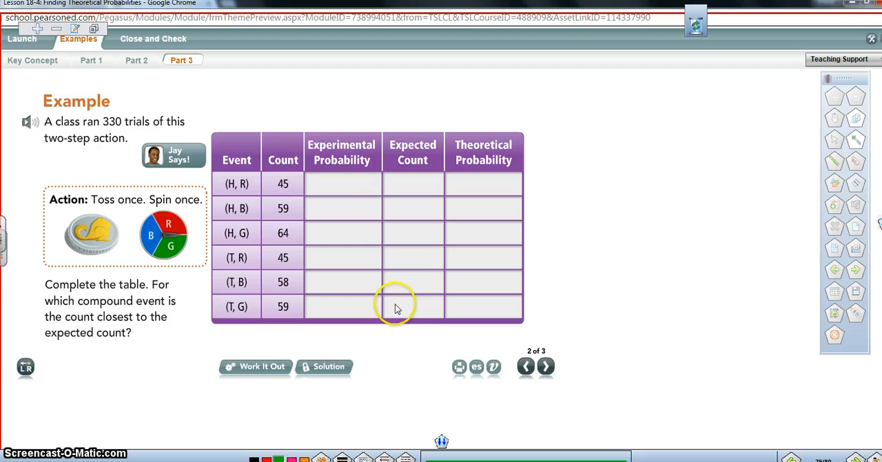The experimental probability would be how many times you got that event divided by the total number of times that you tried. So we would just need to make sure we reduce each of our fractions. I'm going to pause the video at this point and go on to part 2 of the video to finish the lesson.